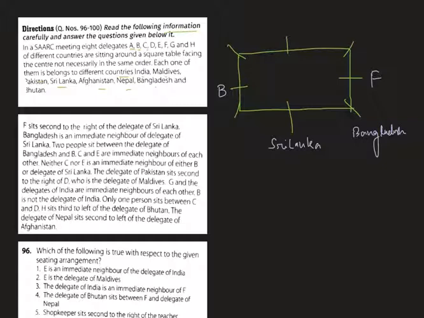C and E are immediate neighbors of each other. Neither C nor E is an immediate neighbor of either B or the delegate of Sri Lanka. And it is true, we can see that from this picture. The delegate of Pakistan sits second to the right of D. Suppose the position of Pakistan is this, and therefore we can say that the position of D is this.